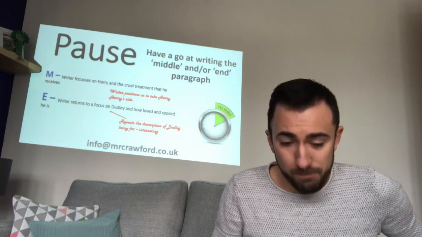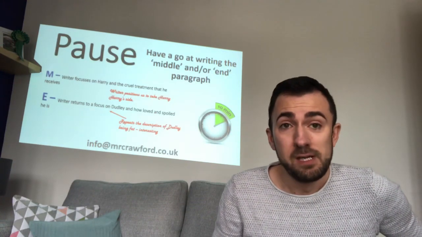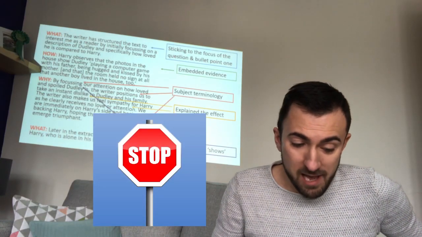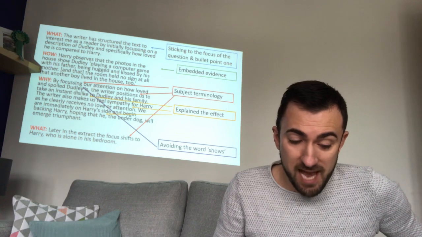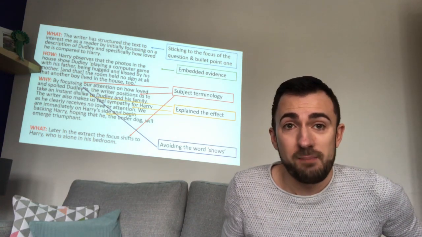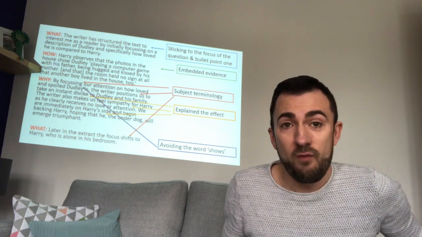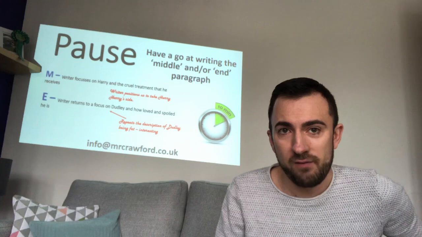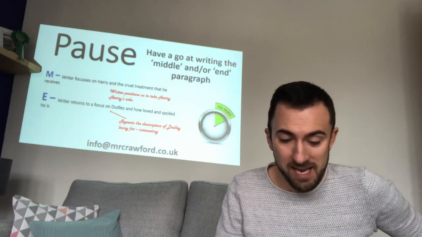So what I would do now then is pause and have a go at writing the middle paragraph or the end paragraph. I've started that off for you. Notice at the bottom: later in the extract, the focus shifts to Harry, who is alone in his bedroom. If you take that as your sentence starter, you can then write the paragraph for the middle, how the writer changes the focus in the extract, and you can have a go at writing the end paragraph as well. Remembering, of course, that it's a 10-minute task.